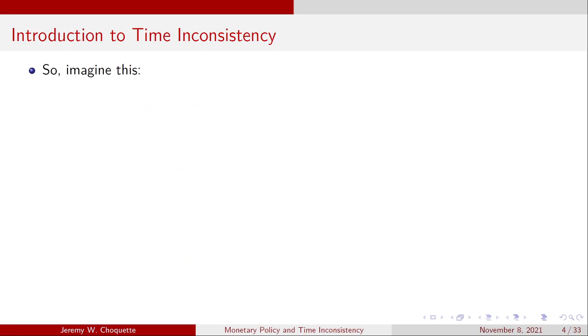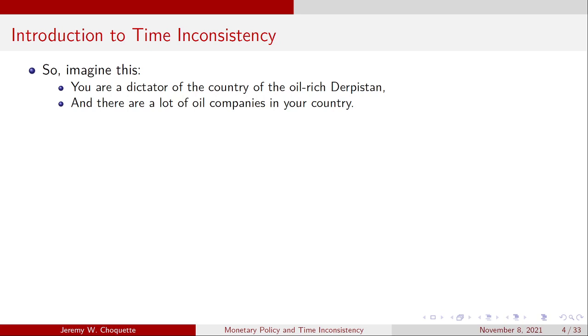So here's a short little introduction to time inconsistency. Imagine this, right? Imagine you are the dictator of the country of the oil rich Derpistan. And there are a lot of oil companies that are currently in your country, right? Because they come in, they drill, and they extract the resources. They therefore employ a lot of people within Derpistan. And well, it's just like a mutually beneficial agreement.